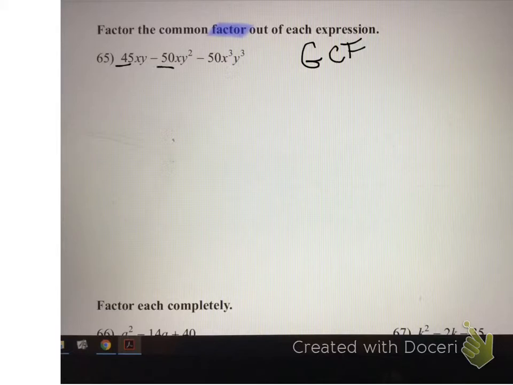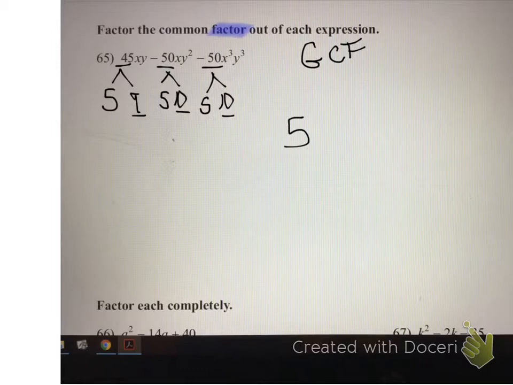So I'm going to start with the 45, 50, and 50. I look at that and I say 45 is 5 times 9, 50 is 5 times 10, and 50 also here is 5 times 10. Now you can see 9 and 10 don't have any common factors, so we know our greatest common factor in the numbers is going to be 5. So 5. Then you look and you have 1x here, 1x here, and 3 x's there.